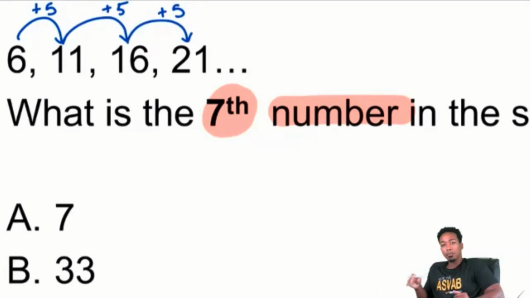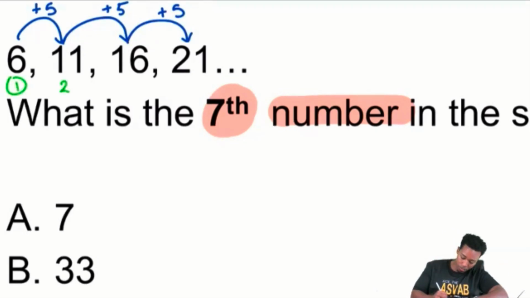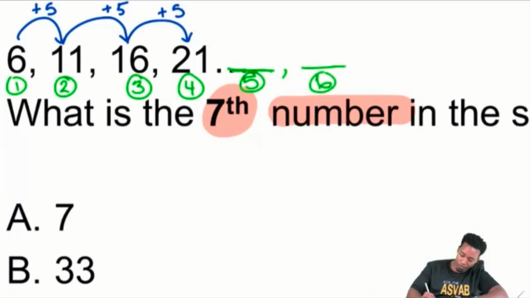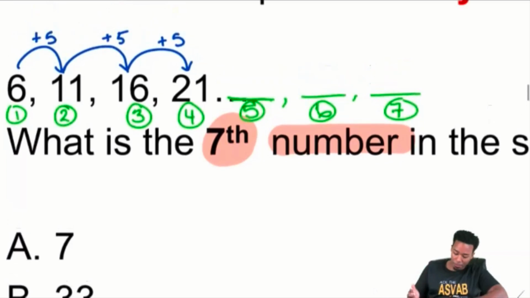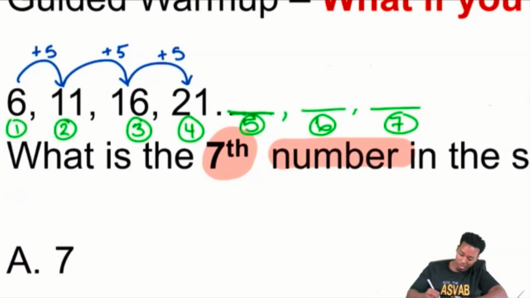And so here's the thing about finding additional terms. You got to make sure you're accurate. Now we're looking at this and we're saying, hey, we got 1, 2, 3, 4 terms. So if we kind of draw this out, this is one way we can do it. 5, 6, and 7. That is one way you could do it. And so if you keep adding 5, let's go ahead and see where that puts us.